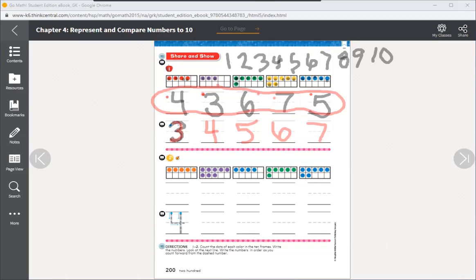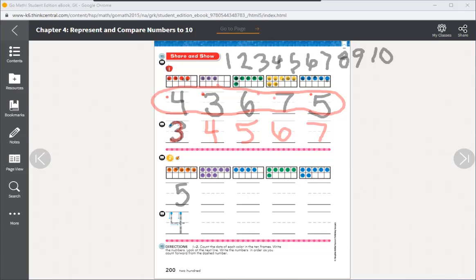And I'm gonna ask Sadie to help me. Sadie, can you help me count these? Turn on your microphone. Are you ready, Sadie, to help me? There we go. I'm gonna touch them and you count them. Here we go. 1, 2, 3, 4, 5. How many? 5. Good job.